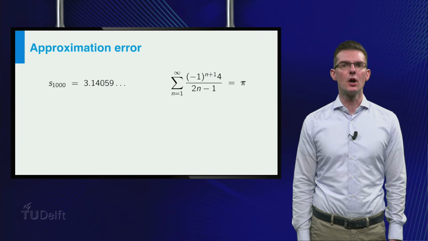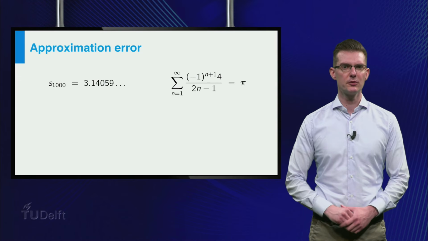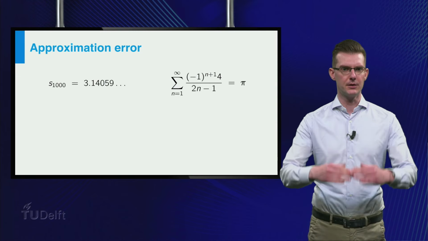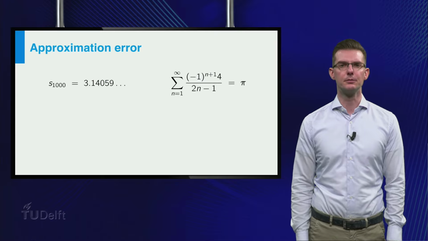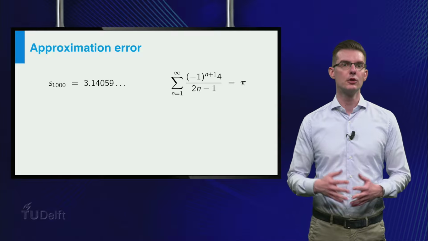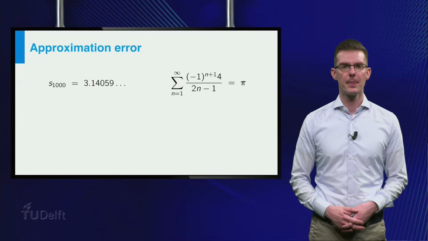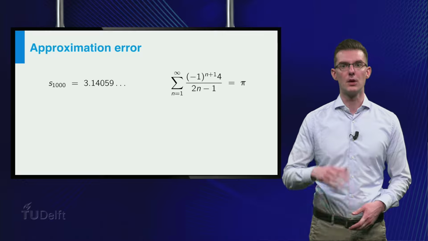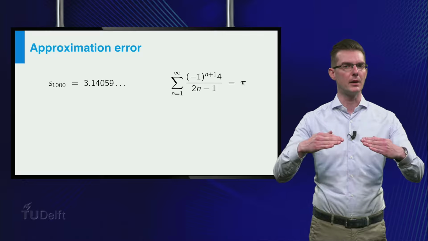Earlier on, we saw that the partial sums are greater than the sum of the series if n is odd, and that they are smaller whenever n is even. The value 3.14059 is partial sum number 1000, so this value must be smaller than pi. The next partial sum, number 1001, must be greater than pi.